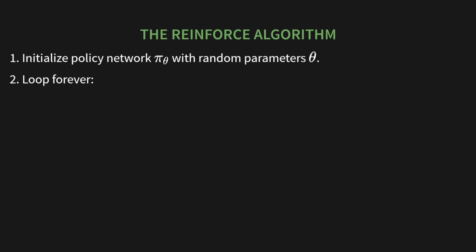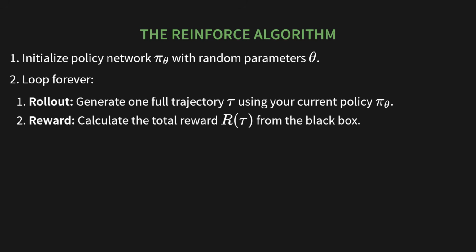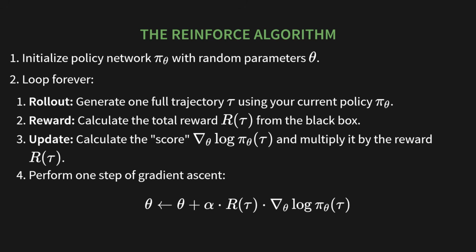Inside the loop, you do a rollout. You generate one full trajectory, tau, using your current policy. Then you calculate the reward. You send that trajectory to the black box and get the total reward, R of tau. And finally, the update step. You calculate the score, which is just that gradient of log pi theta of tau term, and you multiply it by the reward. Then you perform one step of gradient ascent. Your new parameters, theta, become the old theta plus a learning rate, alpha, times the reward, times that score.